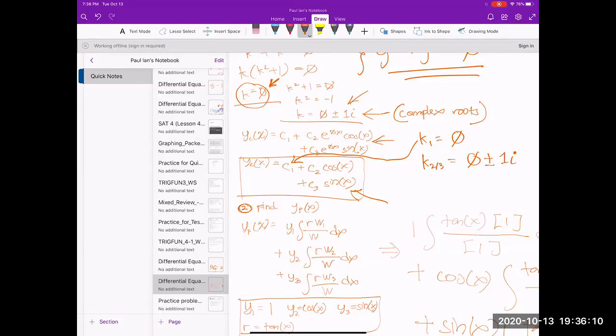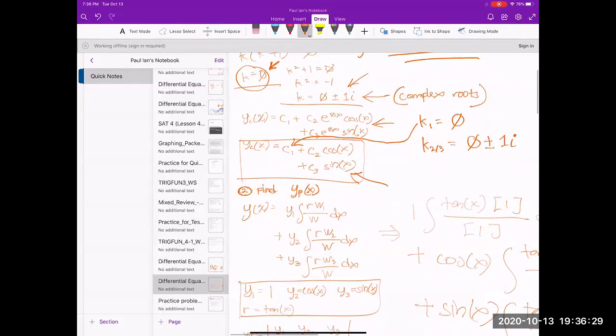let's find yp of x. And then the equation is different. So that's why I said keep them separate. It's not fully different. This is the general equation for the yp, where you do this. So take a look at this. It's slightly different, right?